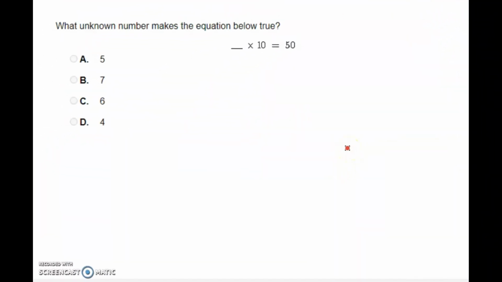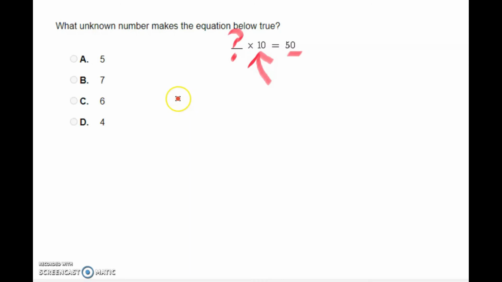What unknown number makes the equation below true? Blank times 10 is equal to 50. There are many ways you can find out what number goes into the blank. We can do the times tables, or multiplying, or we can do division. But let's start with the multiplication. Which times table is that? It is the 10 times tables. We're going to find the number that multiplied by 10 is equal to 50.